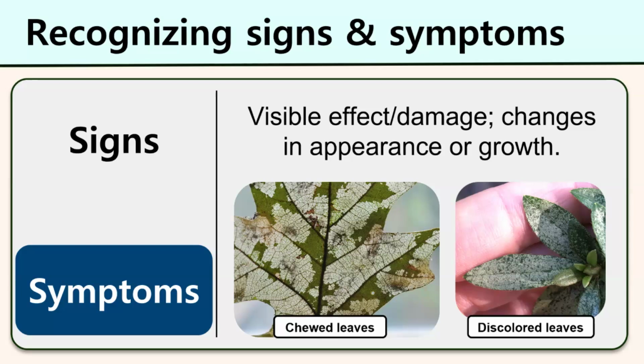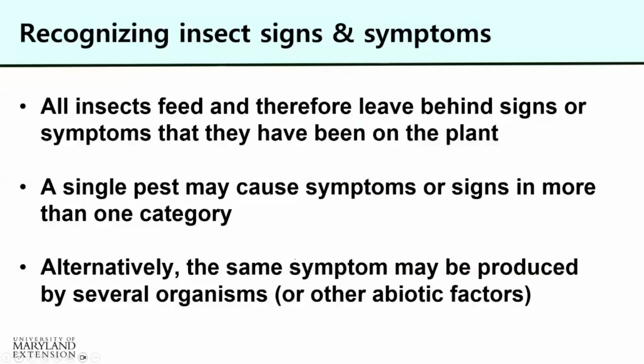Sign: the insect, the culprit itself, or some sort of product that's coming from the culprit. And then our symptom is our visible effect or damage, typically caused, when we're talking about insects, by feeding. So the insect feeding causes some sort of symptom. So, recognizing signs and symptoms.